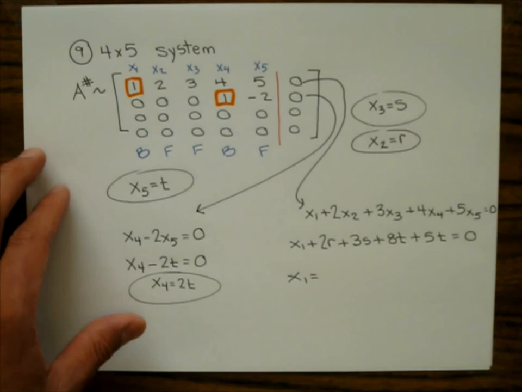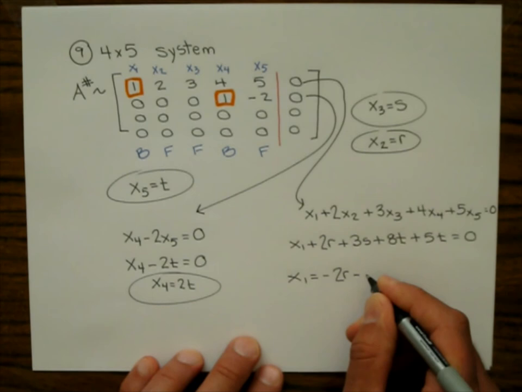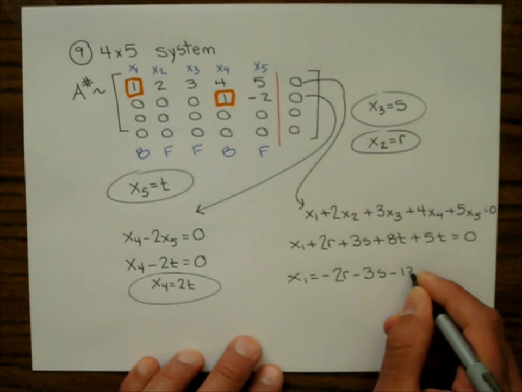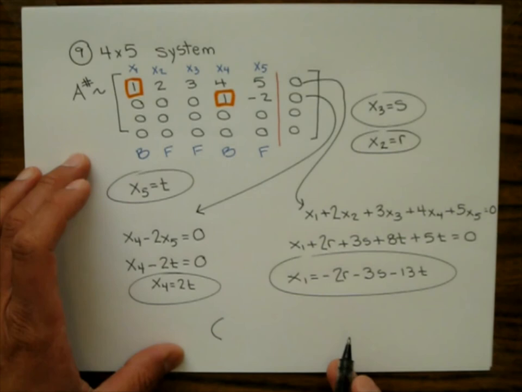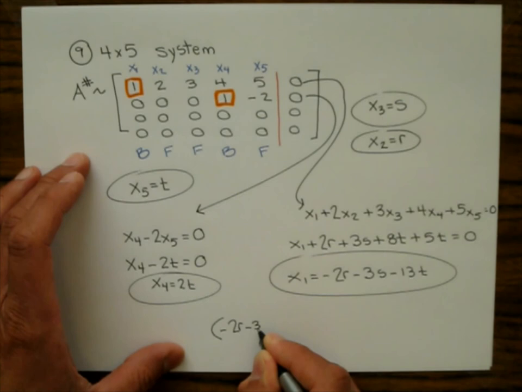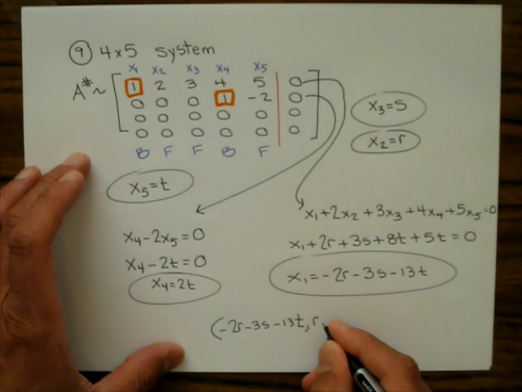I'm going to go ahead and do some of the algebra in my head. So x1 is going to equal negative 2r minus 3s, and then right there I have 13t, so this is going to be minus 13t. Let's write out our 5-tuple here, which we'd start with x1, minus 2r minus 3s minus 13t, and then x2 is r, x3 is s, x4 is 2t, x5 is t.